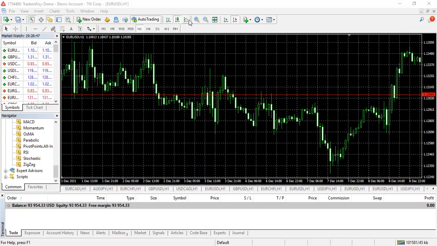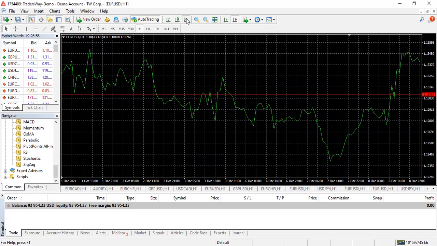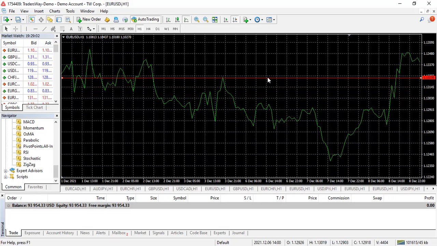We have our line charts. We have our candlestick charts. We also have our bar charts. So let's look at it one after the other. These are our line charts. Line chart is best used when you want to know your support and resistance level because it doesn't have a wick, and it will help you to draw a perfect resistance and support level.